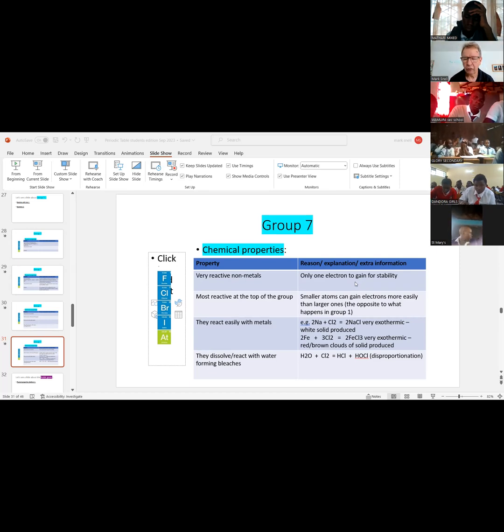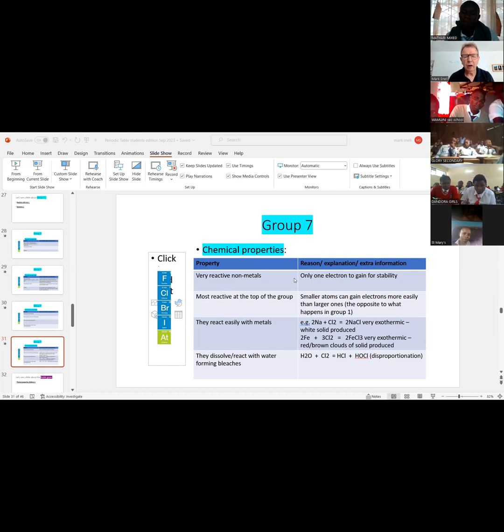The opposite of group 1. They react very easily with metals. Here's an example. 2Na plus Cl2 goes to 2NaCl. Very simple. Don't worry about the bottom equation. Just remember that they react with water to form bleach. Okay.